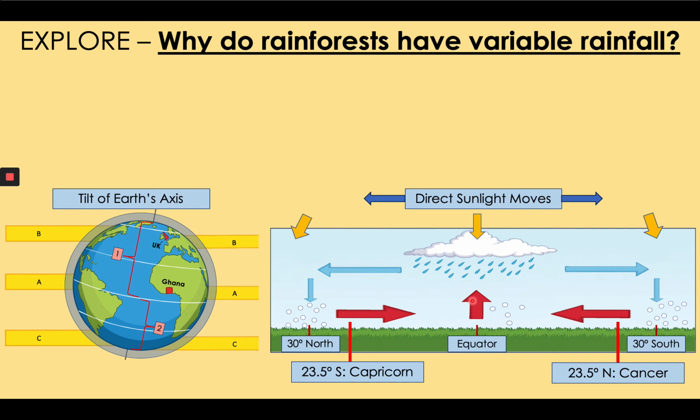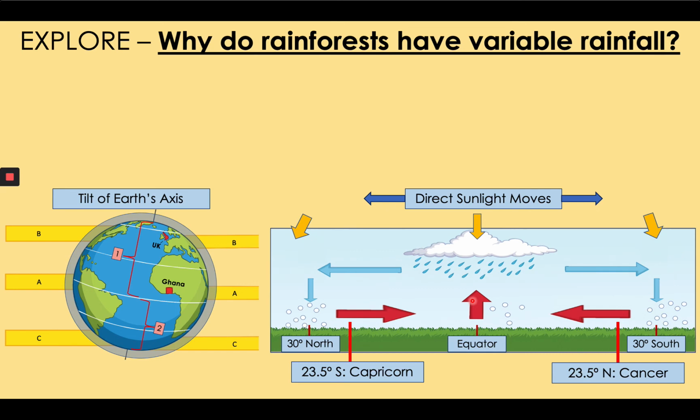So because of the angle of the sun, the pattern of heaviest rainfall moves slightly north in summer and slightly south of the equator in winter, meaning that throughout the months of the year, there are fluctuations in the amount of precipitation that the rainforests get.